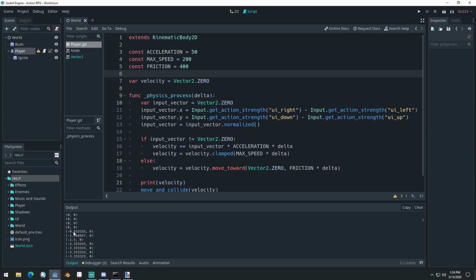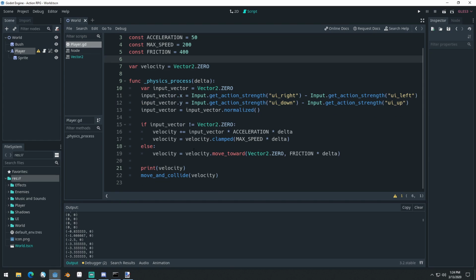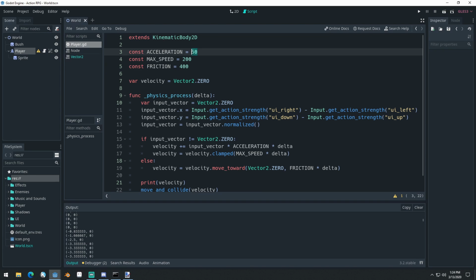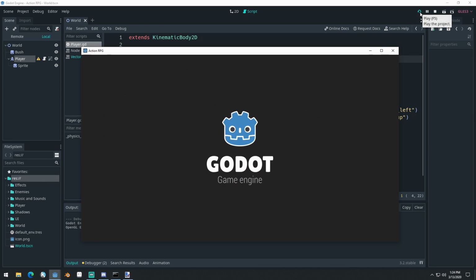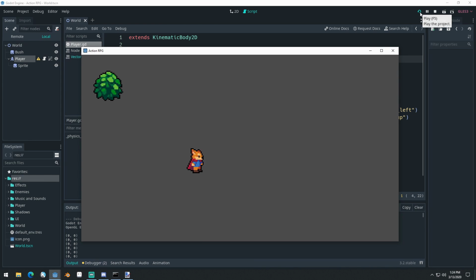Now we've got an acceleration. You can see we've been printing our velocity here, that we start off moving slower and then we approach our maximum speed until we reach it. And as you can see, our friction is instant. Messing with these values a little bit will give your game a different feel. How slippery do you want the movement to be? How fast do you want your character to be able to move? This is a really fast character right now, but it does feel nice and smooth.